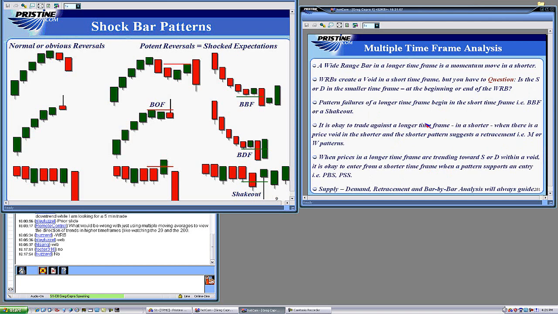And a review of what we just went over. The idea is get your bias from a higher time frame, trade it in a shorter time frame, and look at those reference points of supply and demand, them to be in alignment with each other. If you've got a tradable void, odds are you're going to have a successful trade. Combine the failure patterns that we went over with your bias, the failure bars, and it's all about supply, demand, retracements, bar by bar, and voids for setting up our trades.